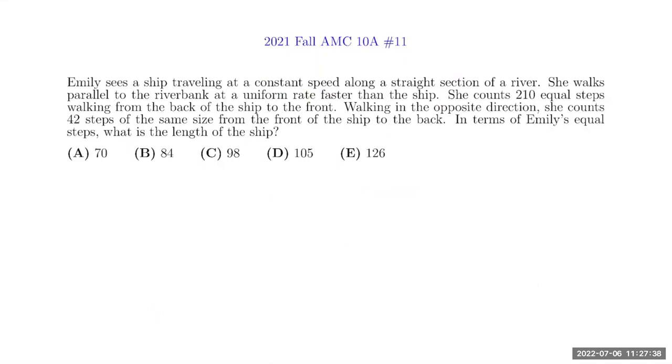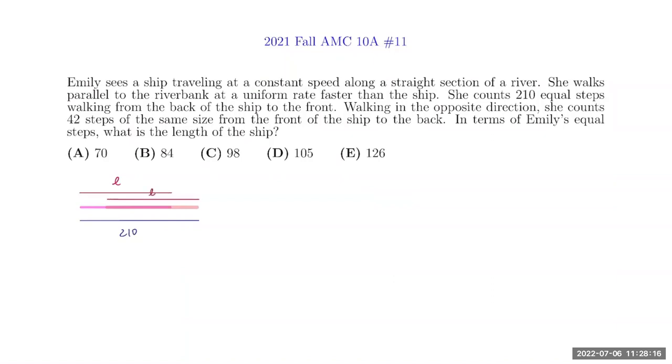We first realize that the ship and Emily are both moving at a constant speed. So while Emily is making her way from the back of the ship to the front, let's set this to first be the length of the ship. Let's call it L. So the ship is moving while Emily is walking. So let's say the final position of the ship looks like this. That means Emily takes 210 steps to get from the back of the original position to the front of the new position. We also know that each of these lengths is going to be L.